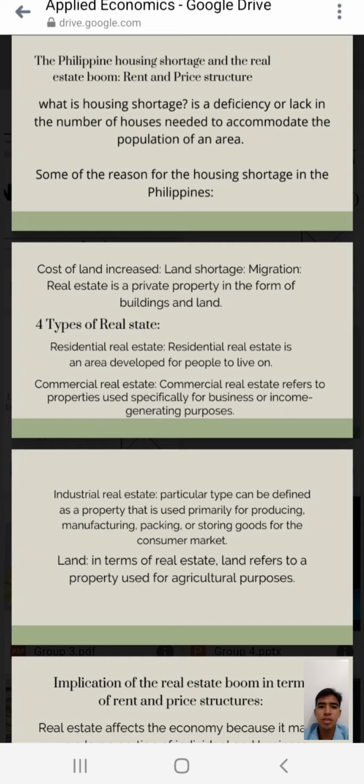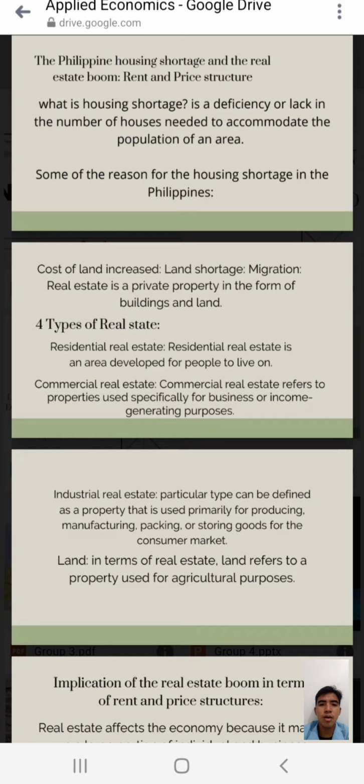Philippine housing shortage and the real estate boom, rent and pricing structure. What is a housing shortage? It is a deficiency or lack in the number of houses needed to accommodate the population of an area. Some of the reasons for the housing shortage in the Philippines: increased cost of land, land shortage, migration.